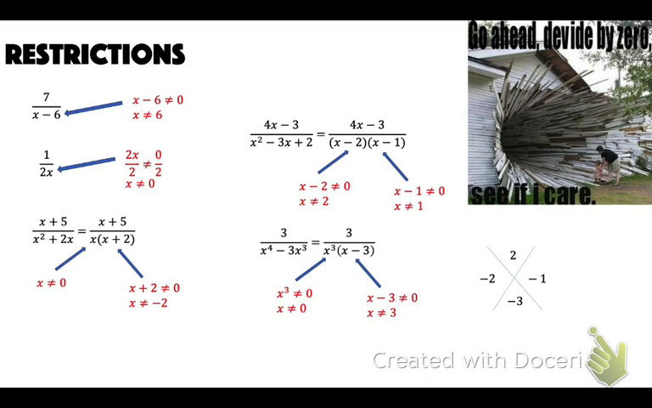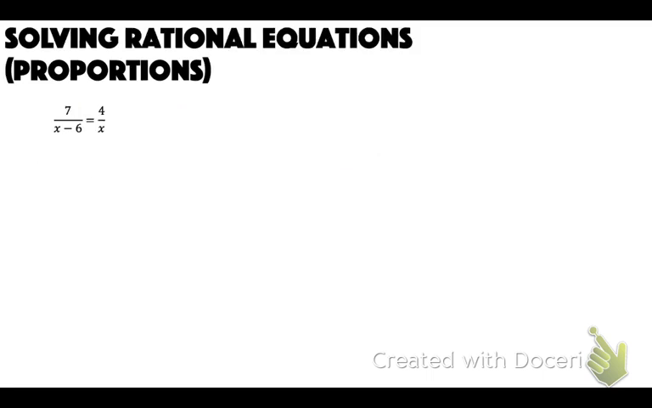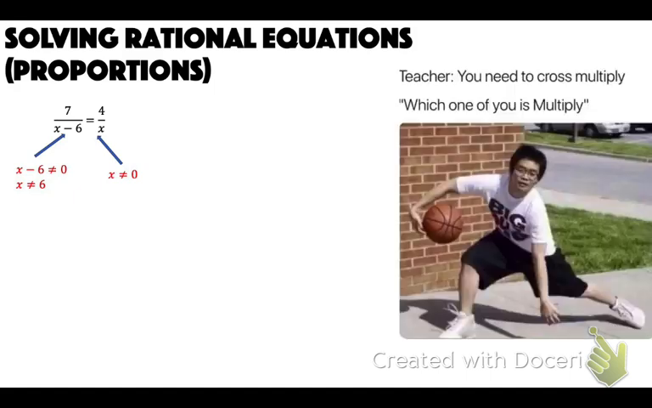Okay, these are really important when solving these. So when we solve this right here, we first always state the restrictions. So from that, we get that x cannot equal 6. And from this one, we get that x cannot equal 0. Now, when we have one fraction on each side of the equal sign, these ones are actually pretty easy. All we're going to do is cross multiply.